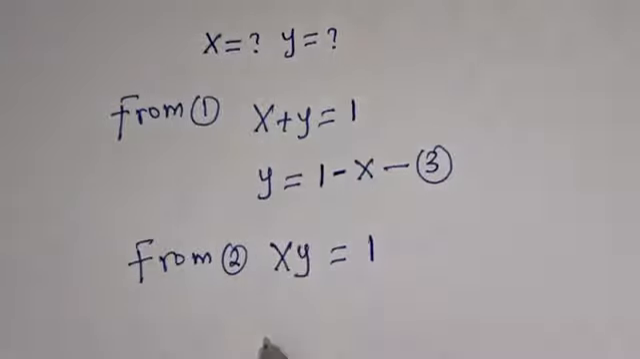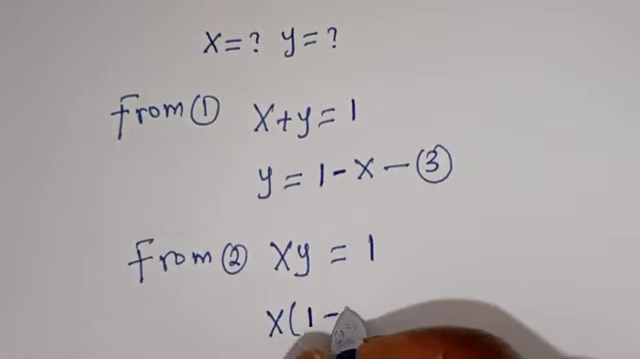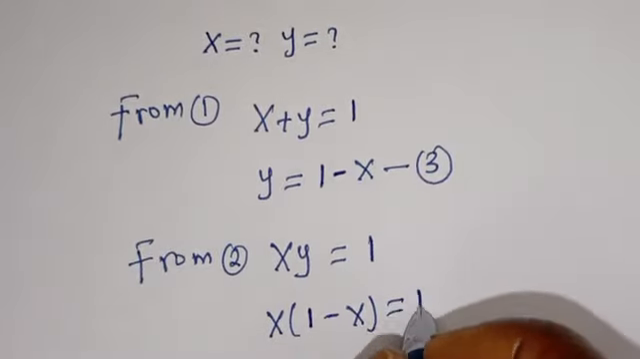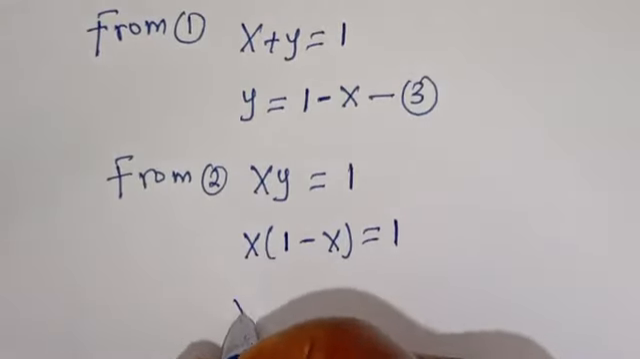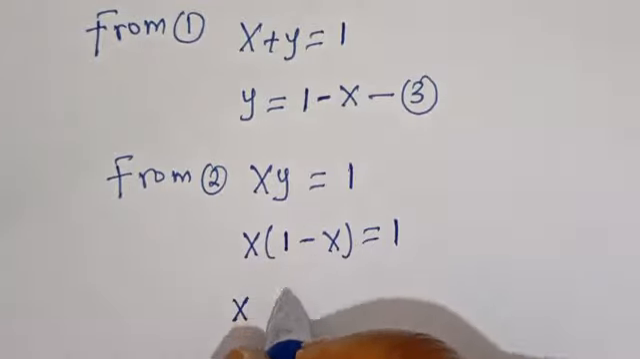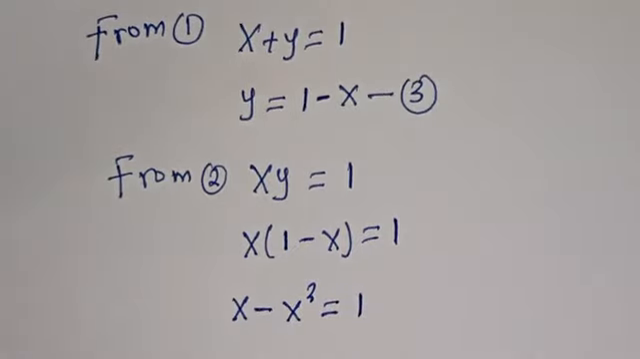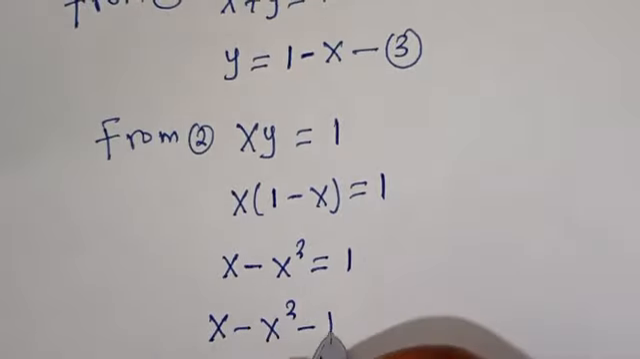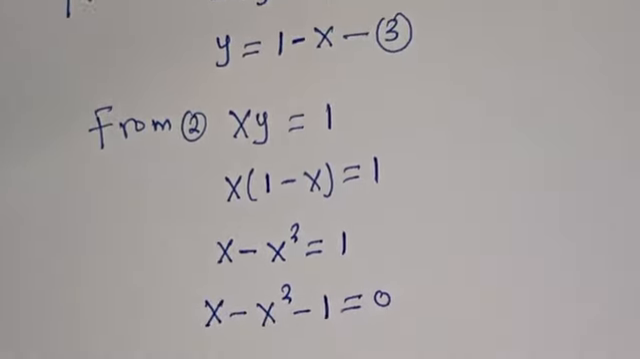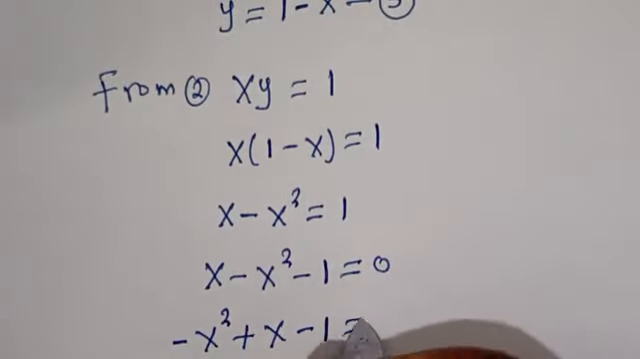Then let's substitute for y. We have x bracket 1 minus x is equal to 1. Let's open the bracket. x times 1, that is x. Then x times minus x, we have minus x square is equal to 1. Then here is x minus x square minus 1 is equal to 0. Let's rearrange this. We have minus x square plus x minus 1 is equal to 0.